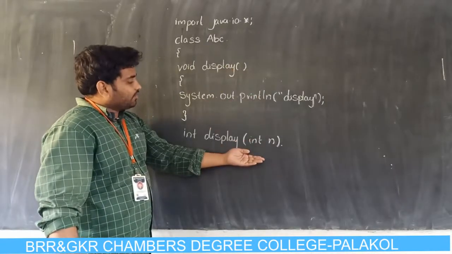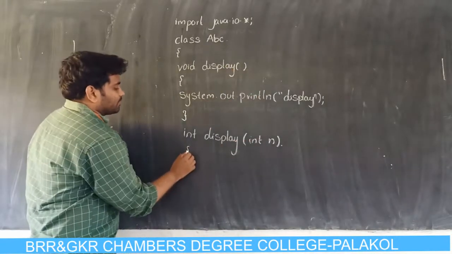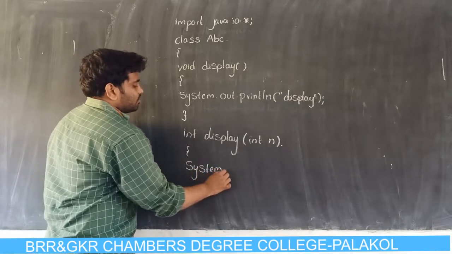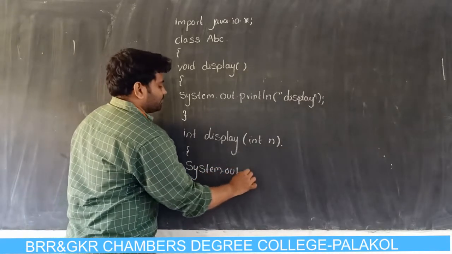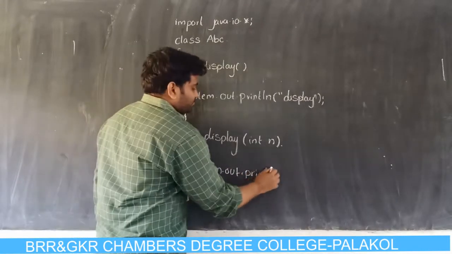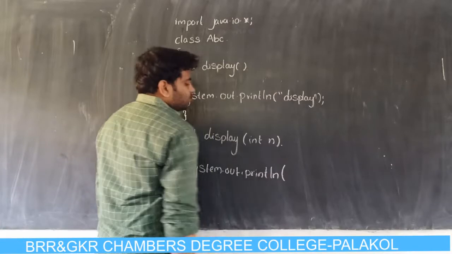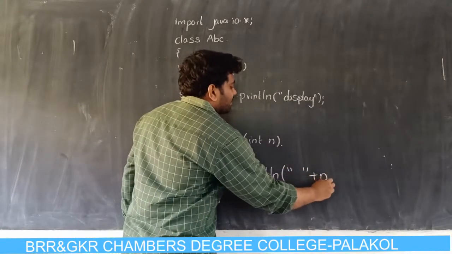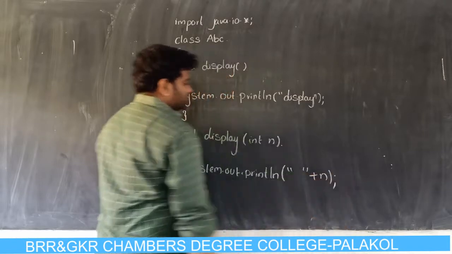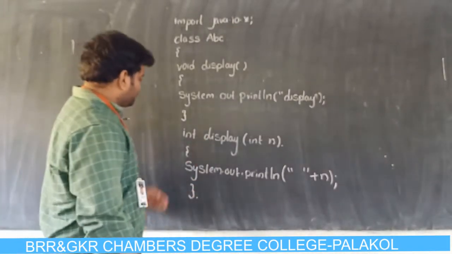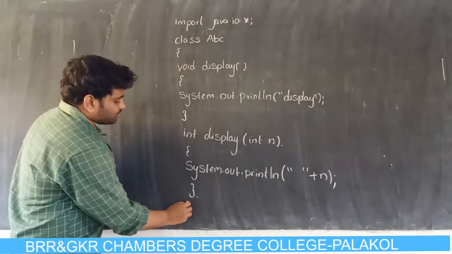This second one is with arguments. System.out.println, you display the n value. Curly bracket close. Okay, the class is closed.